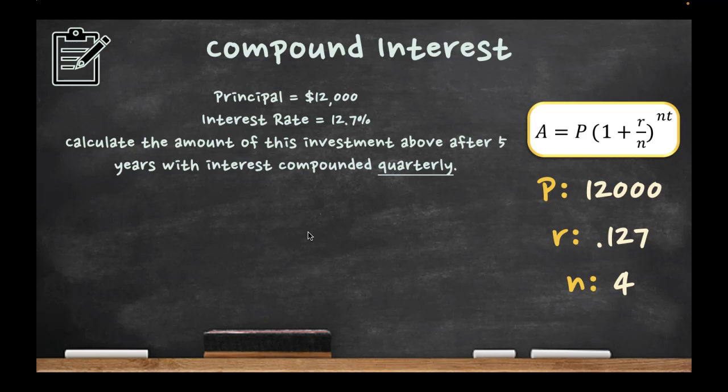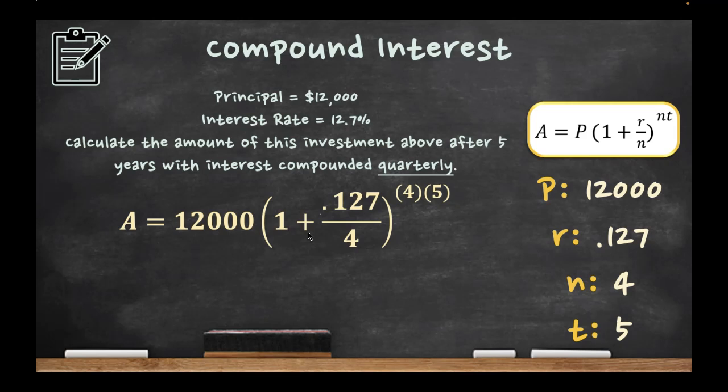How many times is it being compounded each year? That's 4 because quarterly is 4. And then it's 5 years. So you just go ahead and place it in your equation. And then that is your final result here.